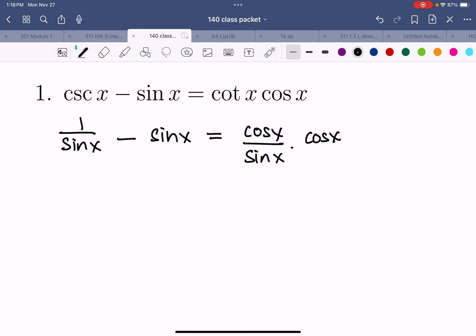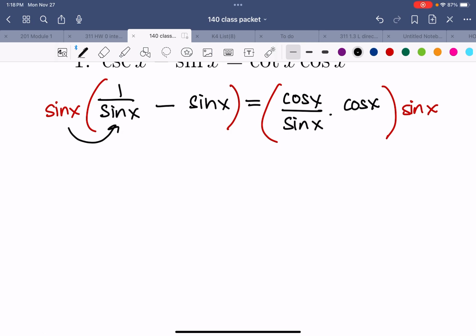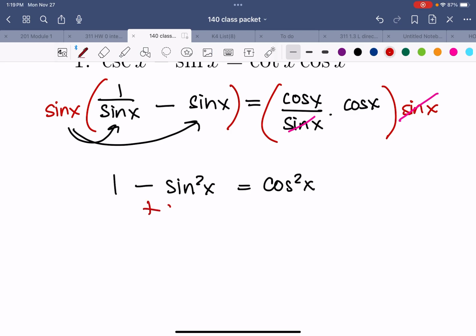All right, from here, I want to clear my denominator, so I'm going to multiply both sides by sine x. On the left, when I distribute this, because it's subtraction, I get 1 minus sine squared x. And on the right, my sines cancel, and I have cosine squared x. Then I almost have that identity up above. If I add sine squared to both sides, I'll have it.